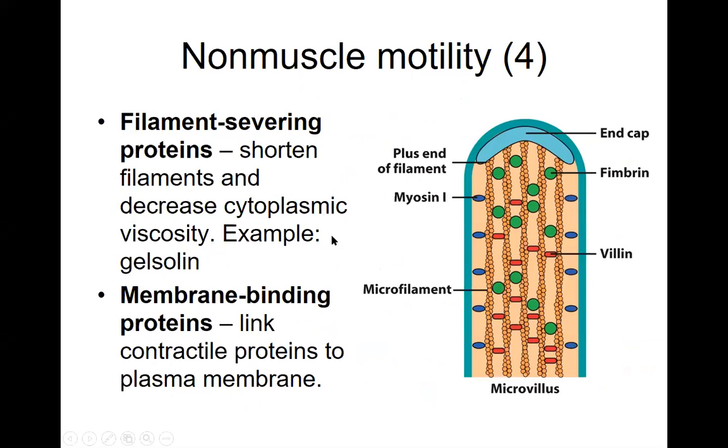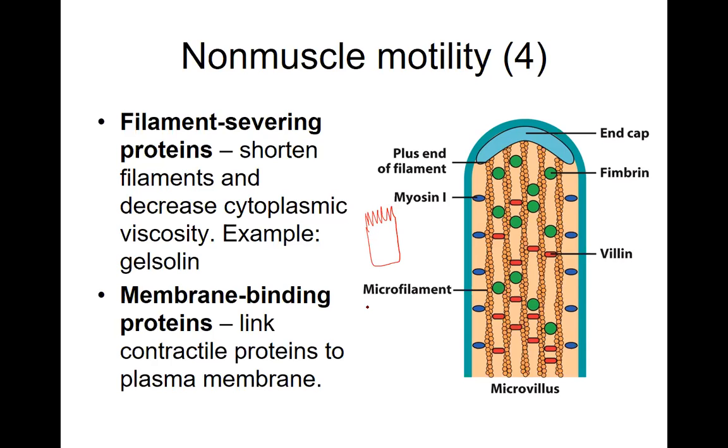And one of the examples that I gave you was of villin. This is a filament cross-linking protein, and these are found in the microvilli. Microvilli, if you recall, are found in differentiated epithelial cells. So if we look at an epithelial cell that we have in our gut, I keep drawing it like this, these are the microvilli, extensions of the membrane, which increase the surface area.